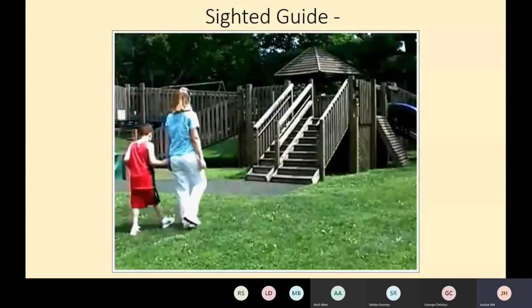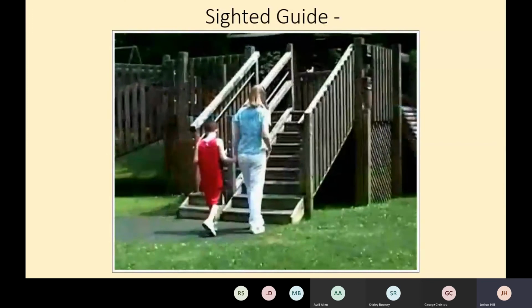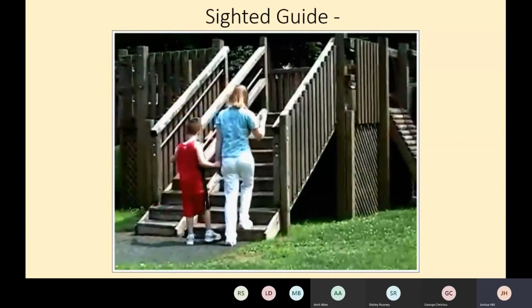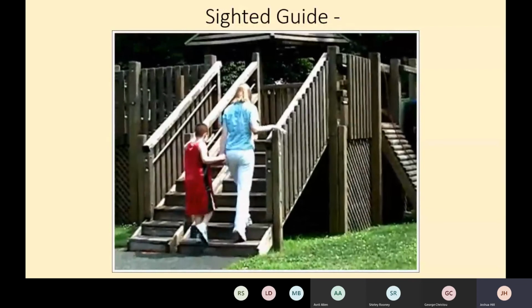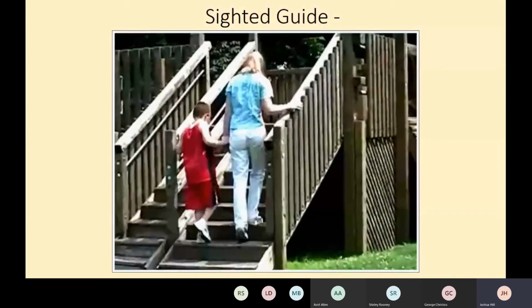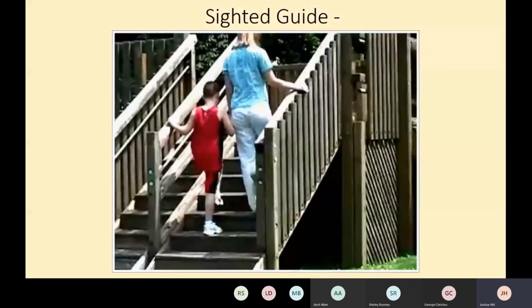To travel upstairs using sighted guide, tell your student, we have come to stairs which go up and there is a railing on your right. The guide should stay one step ahead of the student and move slowly and safely.